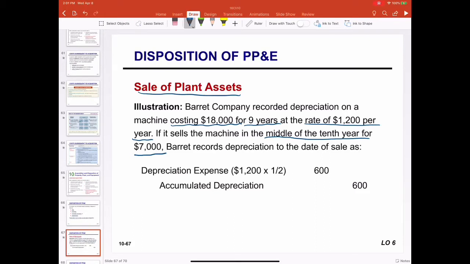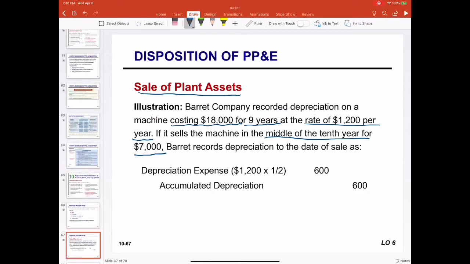We first recognize the half-year depreciation. The half-year depreciation is $1,200 annual divided by 2, so it's $600. The journal entry to recognize the half-year depreciation is debit depreciation expense $600 and credit the accumulated depreciation.